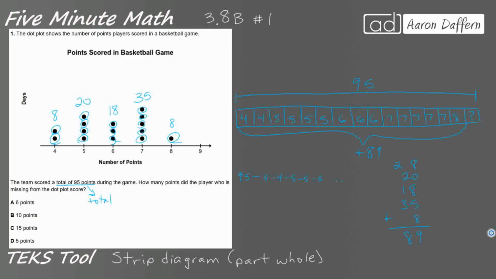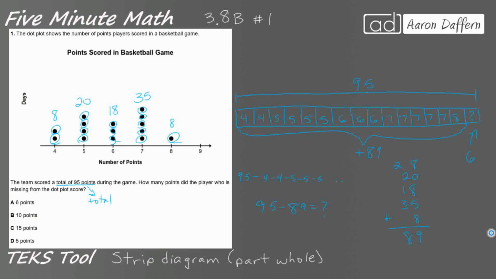I need to get to 95. So how do I find that missing part? Well, I can say 95 minus 89 is going to get me my missing part. And so that is going to be 6. We are 6 points away.